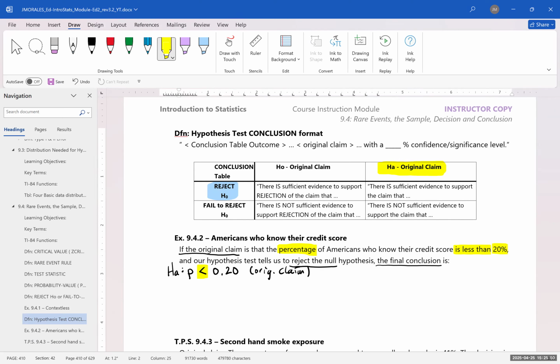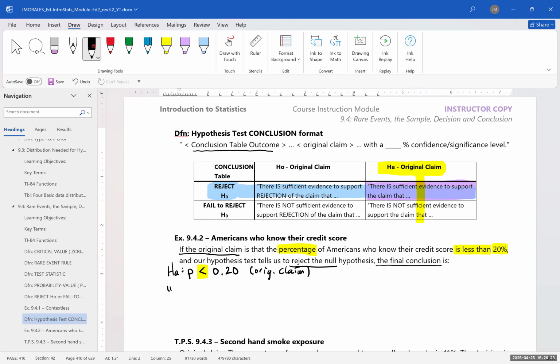Now to write our conclusion, you come down from the alternate hypothesis being the original claim, and you go over from reject the null, which is what we found during our hypothesis test. Where those two cross, that is the outcome for your hypothesis test. The first thing you write is the outcome from the conclusion table.